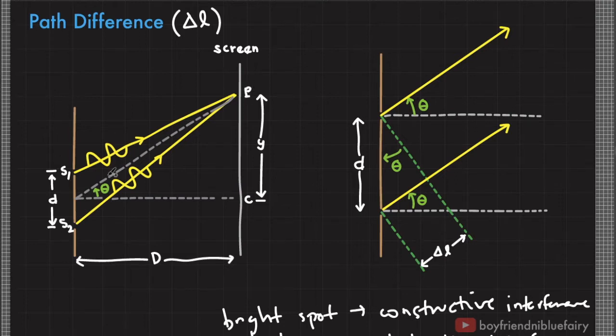The distance between S sub 1 and S sub 2 is small d, and the distance from the center of slit 1 and slit 2 to our screen is represented by this line, and this distance is represented by capital D. Point P is at a distance y from the center of the screen. We would like to derive an expression that helps us predict whether at point P we will have a bright spot or a dark spot.